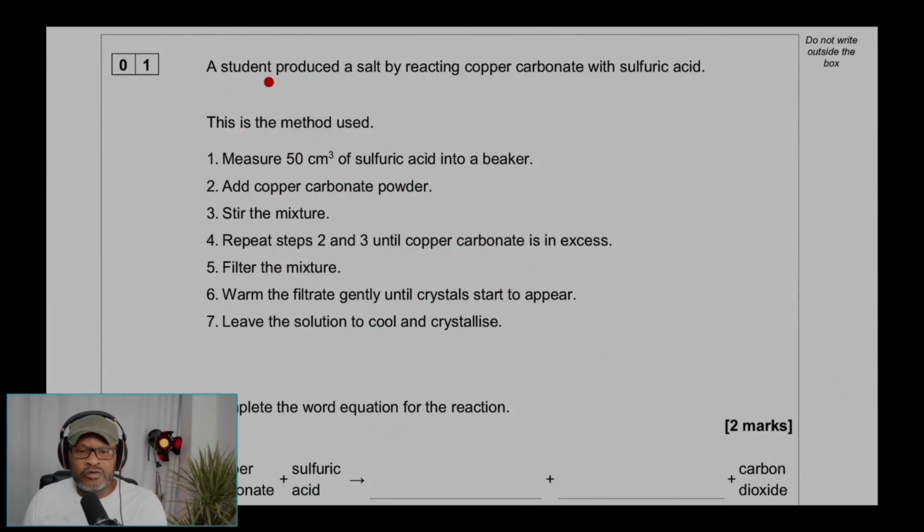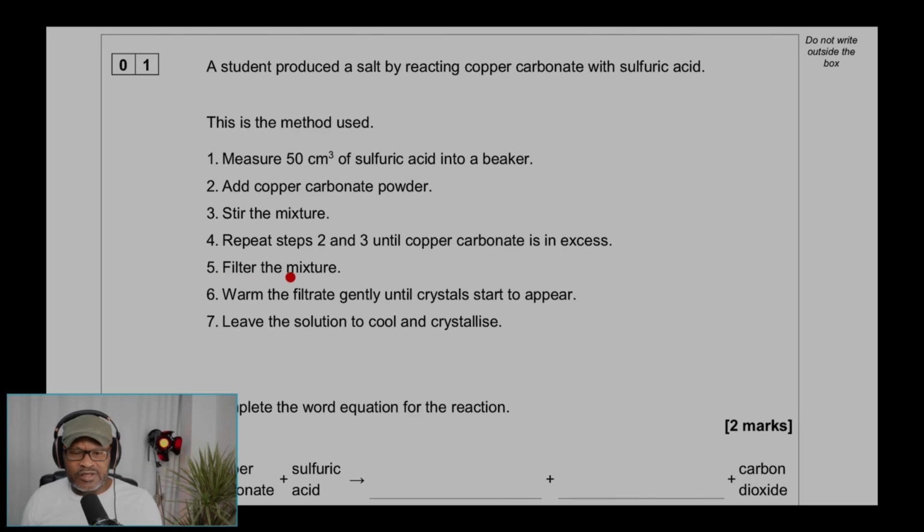Question 1. A student produced a salt by reacting copper carbonate with sulfuric acid. This is the method used. 1. Measure 50 cm³ of sulfuric acid into a beaker. 2. Add copper carbonate powder. 3. Stir the mixture. 4. Repeat steps 2 and 3 until copper carbonate is in excess.